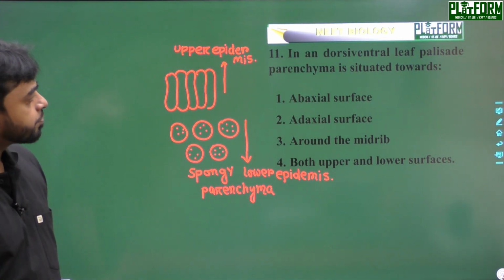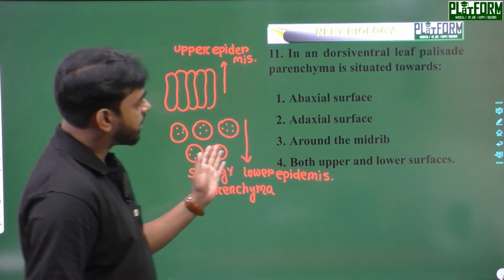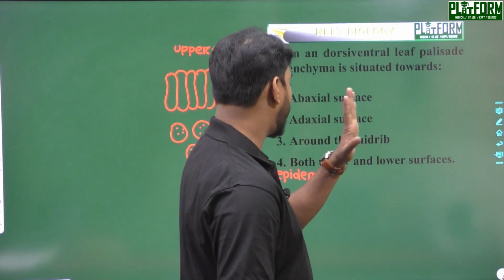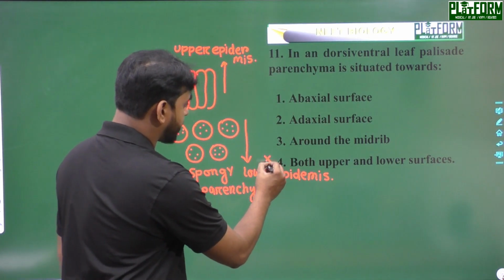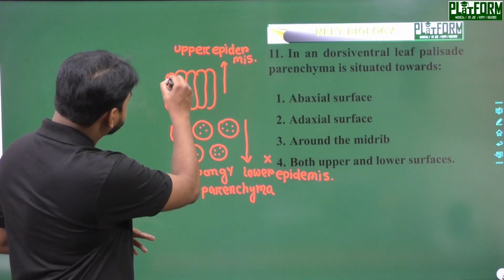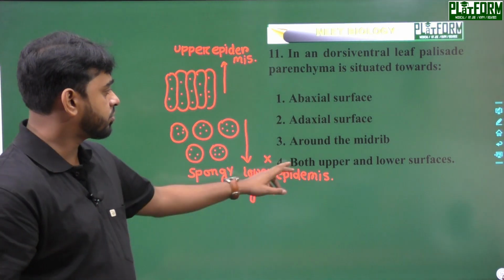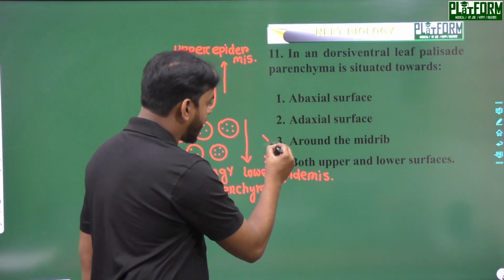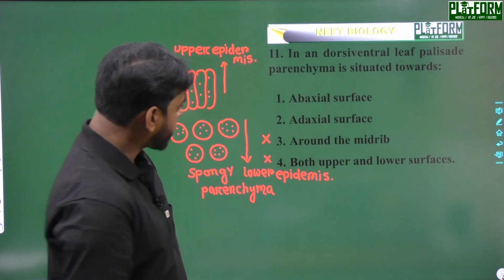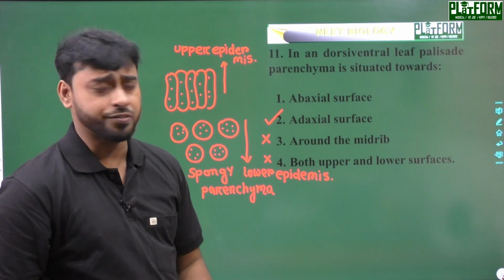Now here in this particular option it is written that the abaxial surface, the second one is the adaxial surface, around the midrib, and both upper and lower epidermis. So this statement is completely wrong, because we know that if it is a dorsiventral leaf, the palisade parenchyma is only situated towards the upper epidermis. So this is a wrong statement. Similarly, around the midrib is also a wrong statement. So the correct answer will be option 2, that's the adaxial surface.